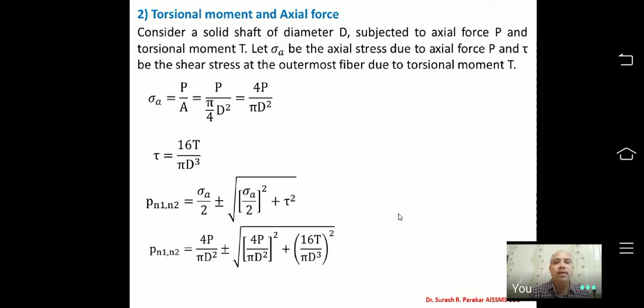So now you can see I have substituted values. We cannot take common things, and therefore we will find sigma A, we will find tau, and then we will put it in Pn1, Pn2.